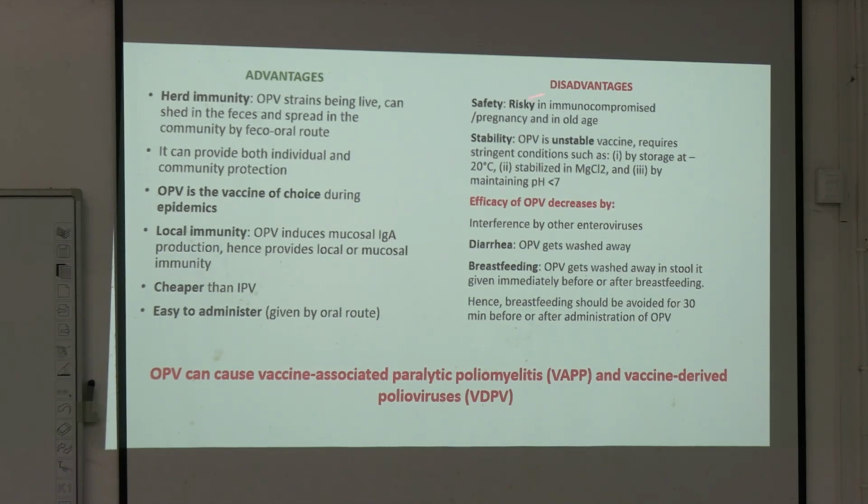See, it is very risky in the pregnancy and the old age, so you cannot give. It is very unstable, as I told. Temperature monitor লাগবে, খুব ইম্পর্টেন্ট। আরেকটা খুব ইম্পর্টেন্ট জিনিস হচ্ছে যে it is interfered by diarrhea and breastfeeding. Automatically তুমি একটা ভ্যাকসিন খাওয়াচ্ছ, সেখানে যদি ডায়রিয়া হয়, automatically the vaccine, the antigen will be washed away. Also, if the child is breastfeeding, then also it can be washed away. সুতরাং কি বলে না OPV get washed away in stool if it is immediately given after or before breastfeeding.